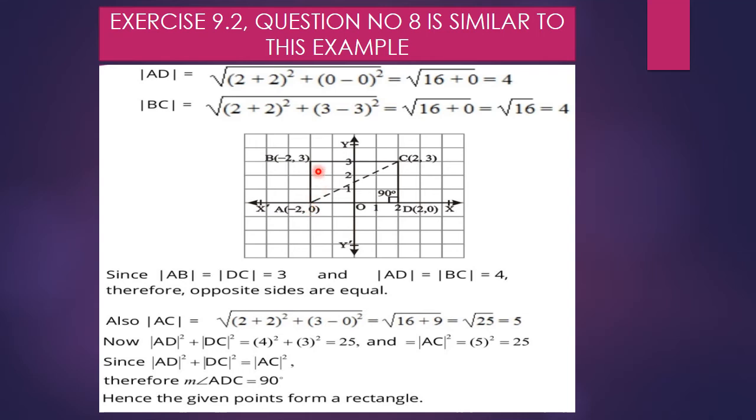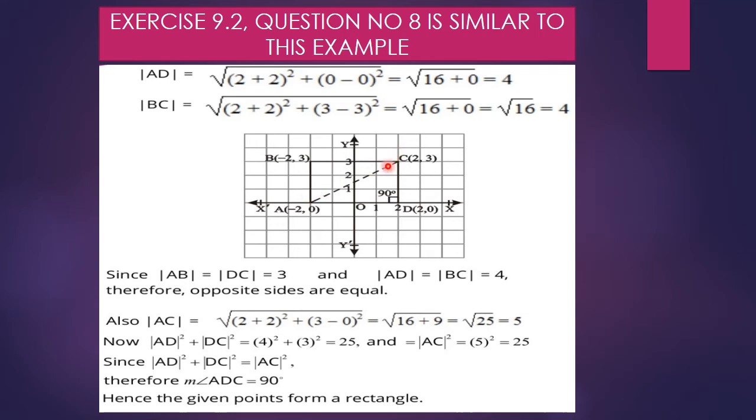Now the point B is minus 2, 3, x is minus 2, y is plus 3. The point C, x is plus 2, y is plus 3. And the point D is 2, 0, which will again lie on x-axis because the y coordinate is 0. And it will lie on positive x-axis as the value of x is plus 2. Now, since AB is equal to CD and AD is equal to BC, therefore opposite sides are equal, one thing is left to check whether the angle ADC is of 90 degrees or not.